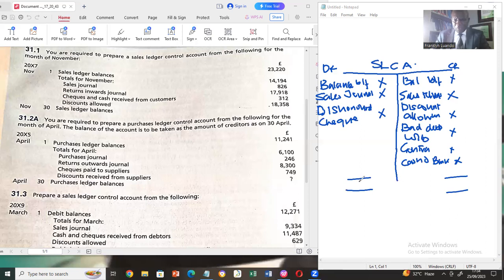So of course, this side will be bigger. You start with this one. Then there we have the balance, which will bring on that side. So basically, this is the format for the sales ledger control account. I'll also give you the format for payables or purchases control account.